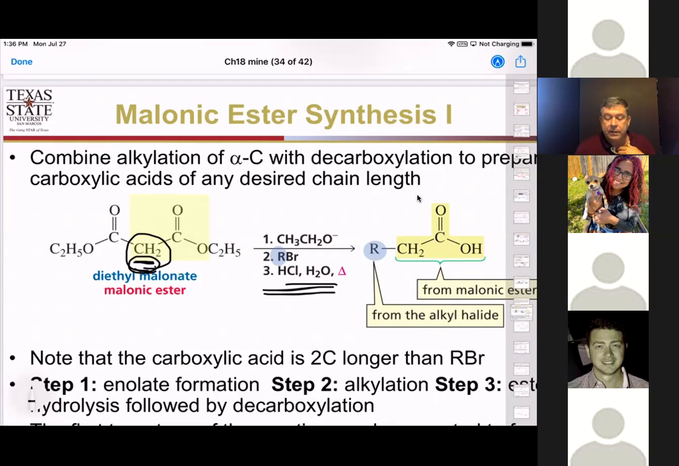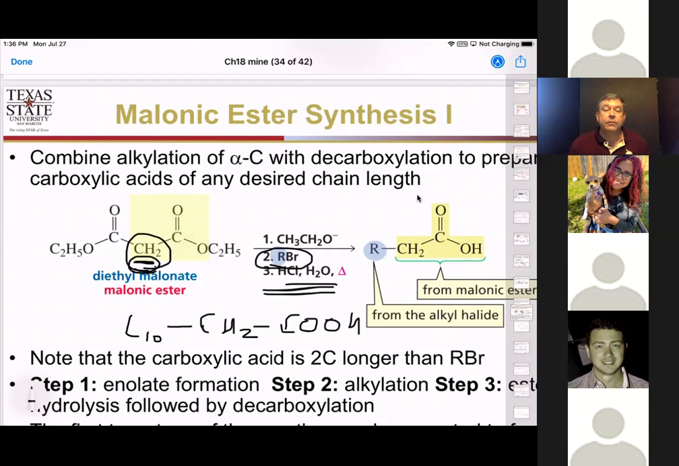Okay, so you can take any alkyl halide. Let's say you had a C10 alkyl halide, and with this malonic ester synthesis, you will generate an additional carbon plus an additional carboxylic acid. Okay, so it's a great way to add a total of 2 carbons to an aliphatic alkyl halide.